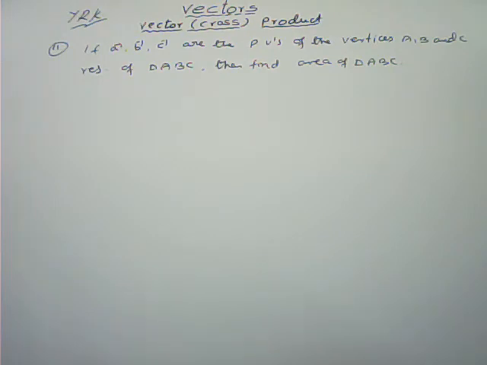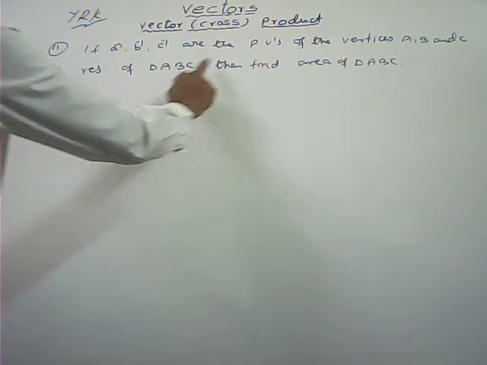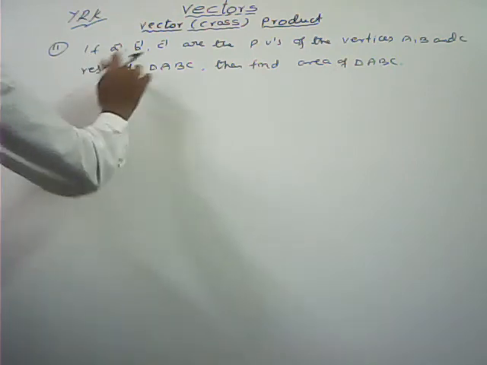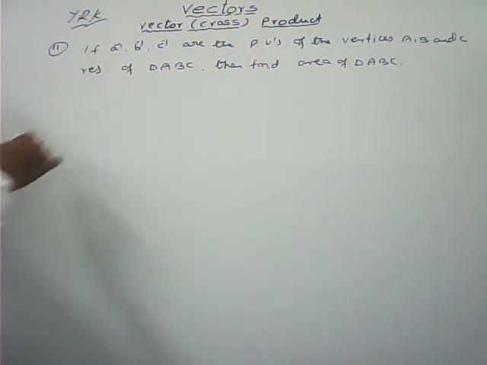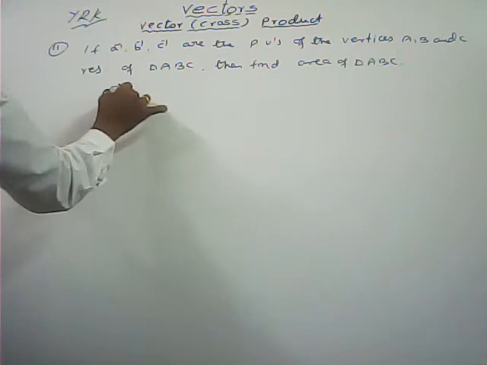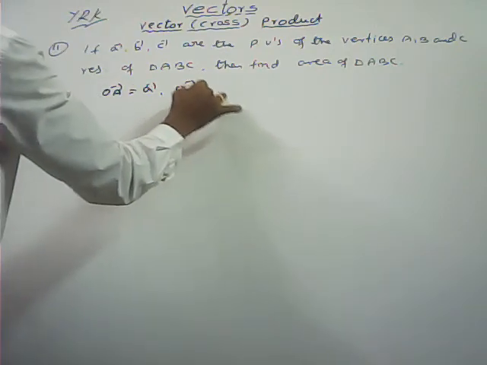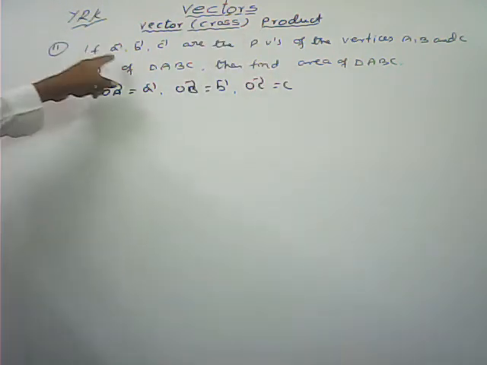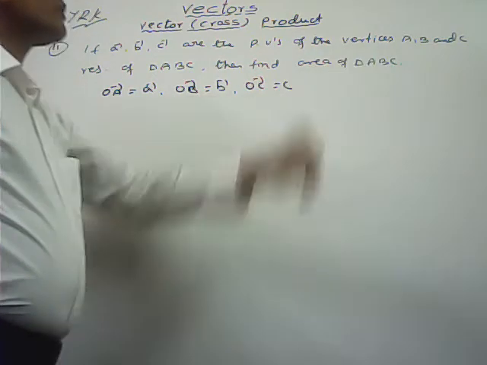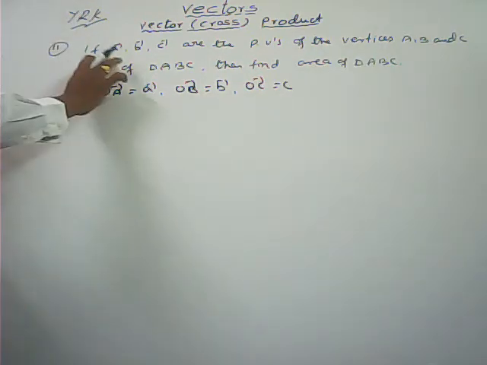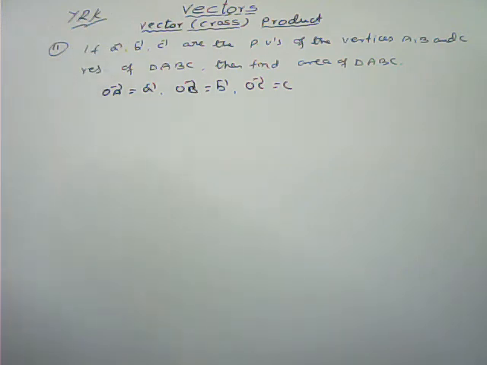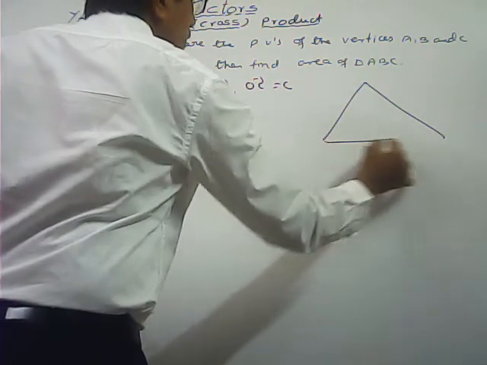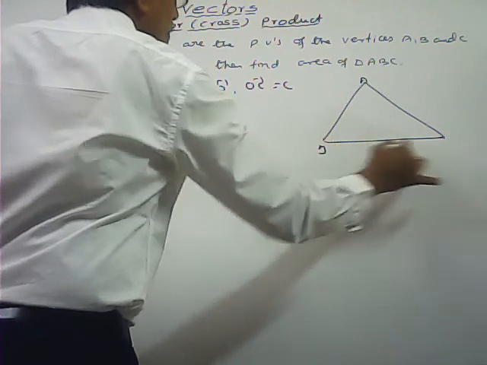Next one: A bar, B bar, C bar are the position vectors of the vertices of triangle ABC. So OA bar is equal to A bar, OB bar is equal to B bar, and OC bar is equal to C bar. These are the position vectors of the vertices. What is the position vector of A with respect to origin? OA bar. Then find the area of triangle ABC.